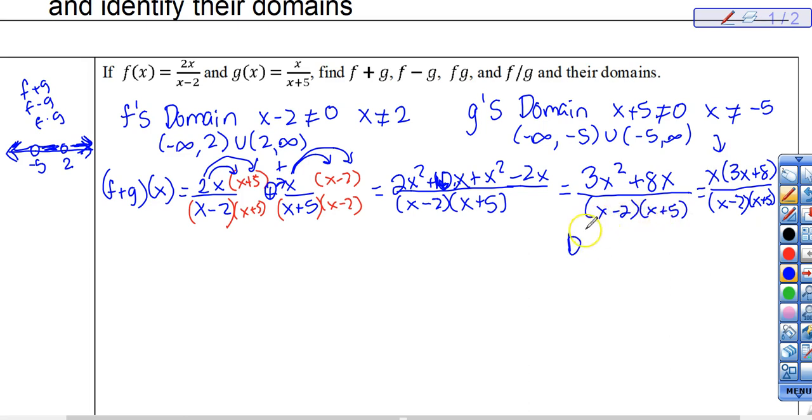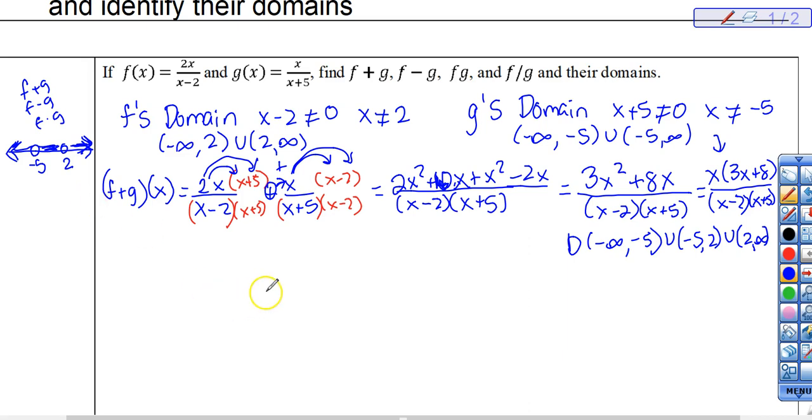What do we know x cannot be? 2 and negative 5. So when we write domains, remember least to greatest: negative infinity to negative 5, open it up, union negative 5 to 2, open it up, and then 2 to infinity. And remember, I drew the picture over here so we could see it. So there you have it.